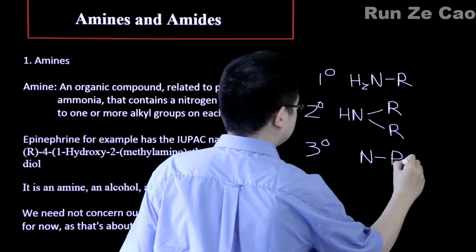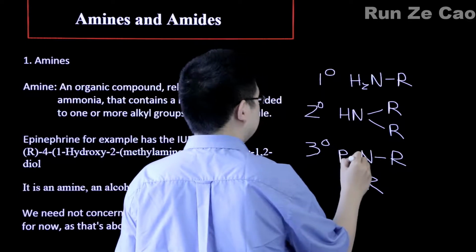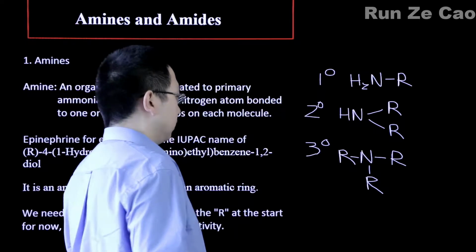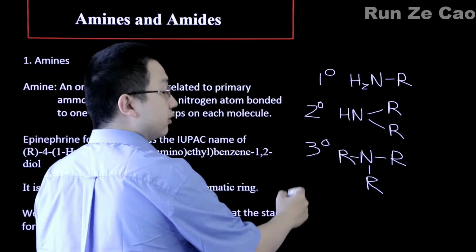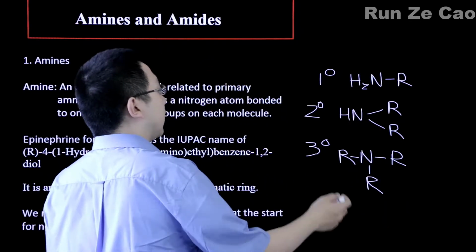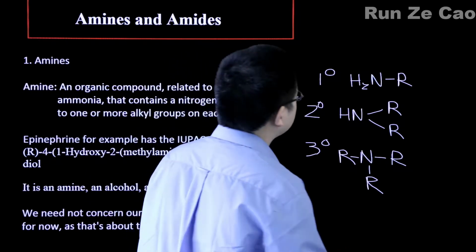Now, obviously, because nitrogen can only form 3 bonds, unlike carbon, there are no quaternary amines. Because you can have a quaternary carbon, but you can't have a quaternary nitrogen, at least not without coordinate bonding, which is another whole kettle of fish that we'll get into some other time.